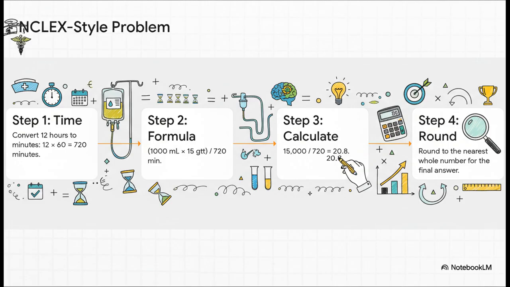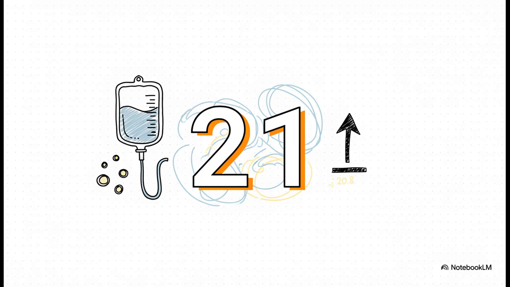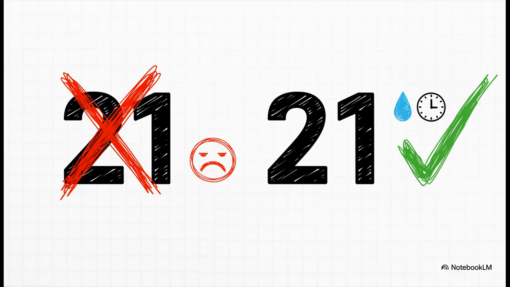Now, we're ready to plug everything into our formula. So you run the numbers. 1,000 times 15 divided by 720, and your calculator gives you 20.8. But wait, you can't actually give a patient 0.8 of a drop, can you? Of course not. So we have to round to the nearest whole number, which gives us 21. But listen, the number 21 by itself is totally meaningless. 21 what? Bananas? The crucial final piece of the puzzle is the units, the correct flow rate, and the answer the NCLEX is looking for is 21 drops per minute. Always, always include your units.